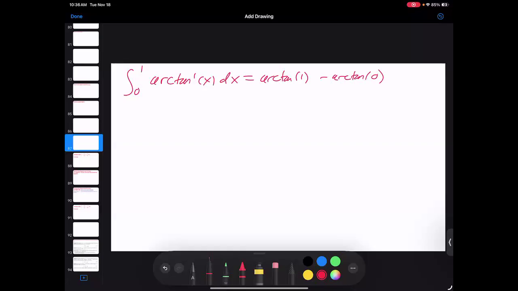What angle has a tangent of 1? And remember, we do things in radians, not in degrees. Pi over 4. And what angle has a tangent of 0?